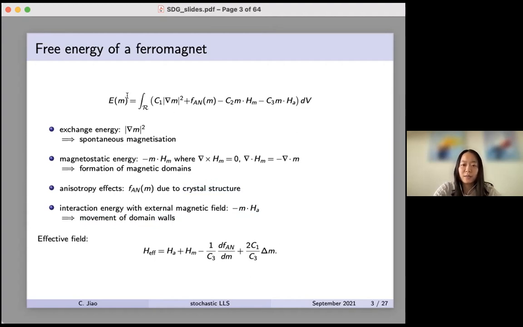From this free energy, we can calculate the corresponding effective field, in the sense that when m is parallel to this H effective, then the free energy is minimized. For a ferromagnet under a reasonable temperature, the exchange energy prevails over the rest, except for the external applied field, which is usually under the control of scientists in a lab experiment. Therefore, in literature, in the absence of HA, the effective field is often only modeled by the Laplacian.